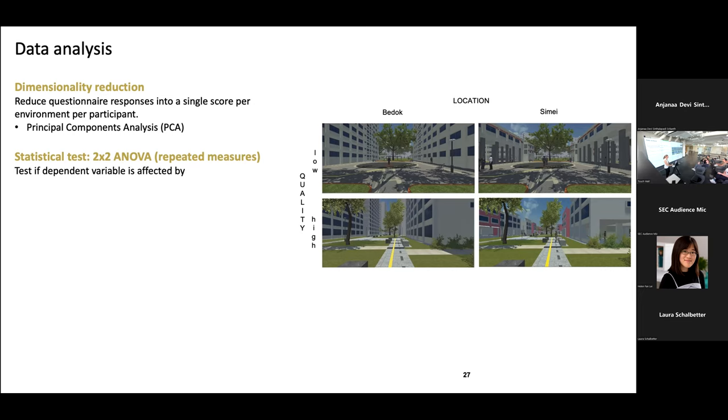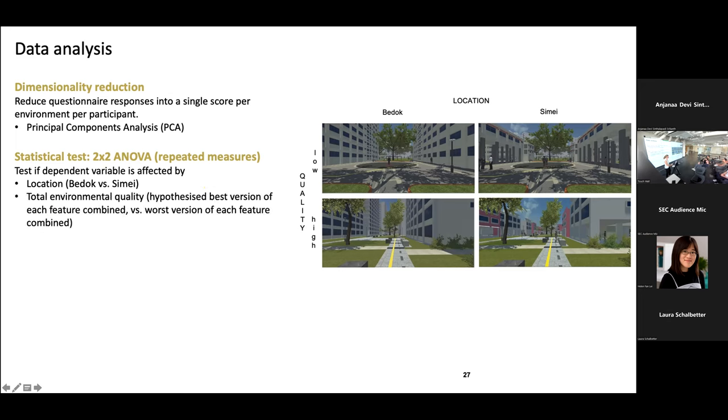So basically that means that you test if the walking activity is affected by the location. So that means Bedok or Sime. If it's affected by the total environmental quality. So that includes the liveliness, the building height and the facade quality, all of those combined. So the lowest quality version of the environment has few people, tall buildings and low quality facades, whereas the higher quality environment has low buildings, many people and high quality facades.